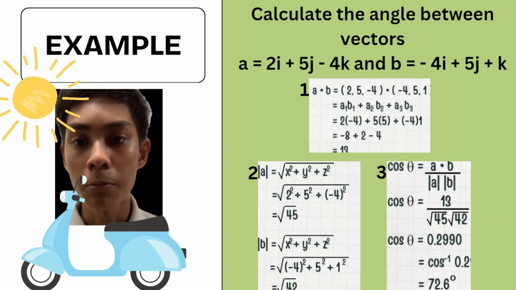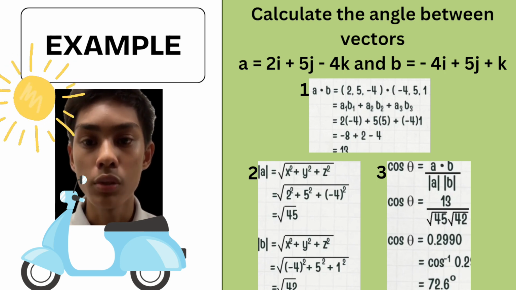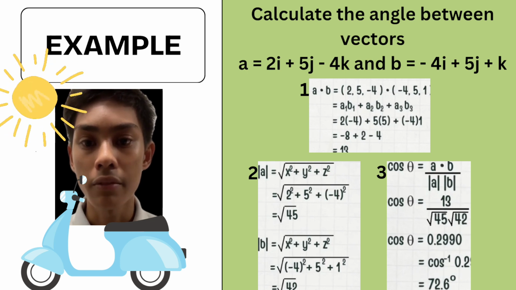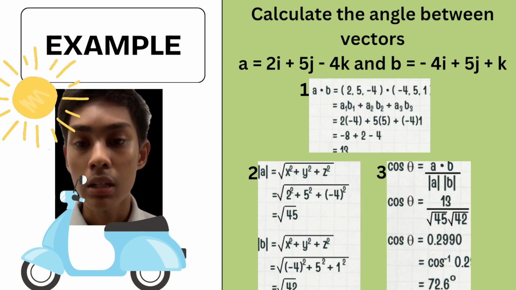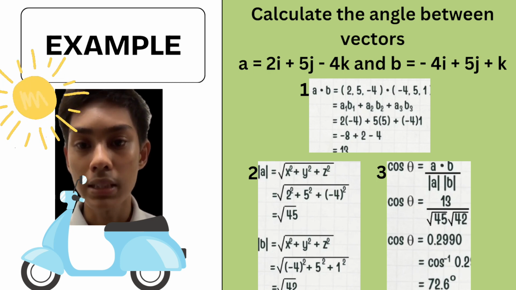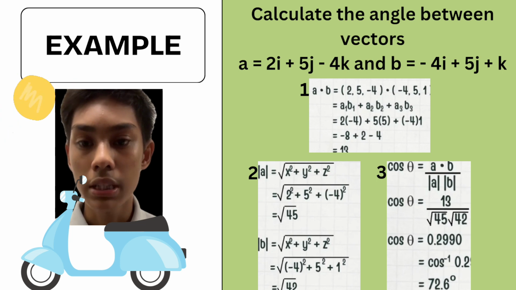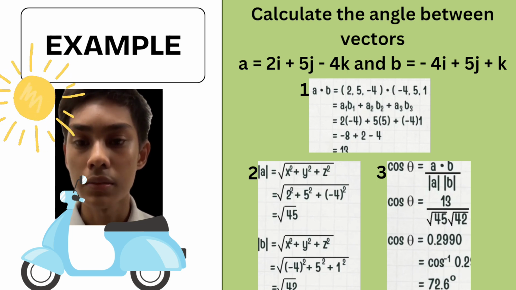So using the component formula, A dot B equals (2, 5, negative 4) dot (negative 4, 5, 1), equals 2 multiplied by negative 4, plus 5 multiplied by 5, plus negative 4 multiplied by 1. And using a calculator, you should get 13.